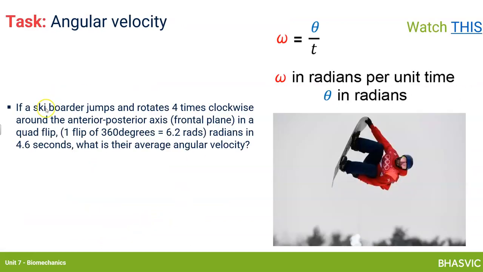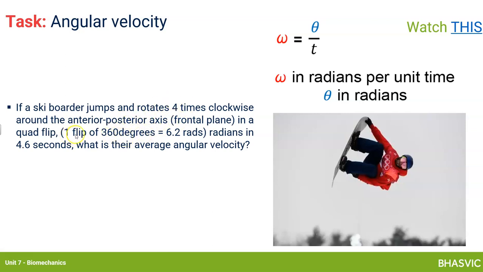Here's an example. A ski boarder jumps and rotates 4 times clockwise. Notice I specify a direction because it is a vector. Angular velocity and acceleration are vectors, as you know, around the anterior-posterior axis in the frontal plane, and they do 4 flips, so a quad flip. They do 4 rotations. So this is just showing off our knowledge of those planes and axes. This is good to include in your examples. Essentially, they're doing 4 360 degree rotations.